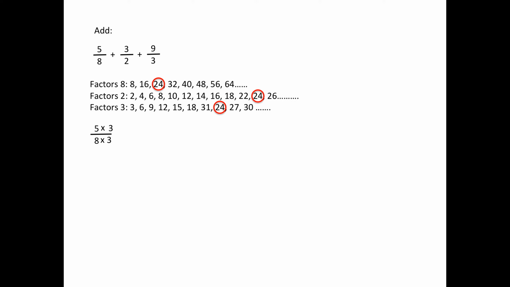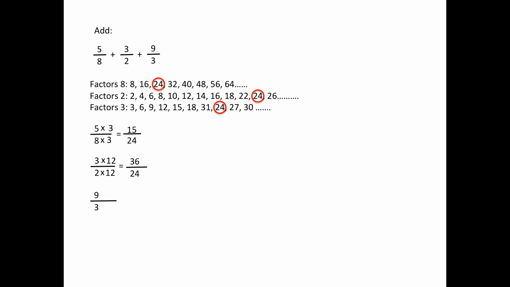If you multiply by 3 in the denominator, you need to multiply by 3 in the numerator, and it's 15 divided by 24. And 3 divided by 2 is the same thing. To get the 24 in the denominator, you need to multiply by 12 in the denominator, and you multiply by 12 in the numerator. 36 divided by 24. In this case, I have the same denominator.